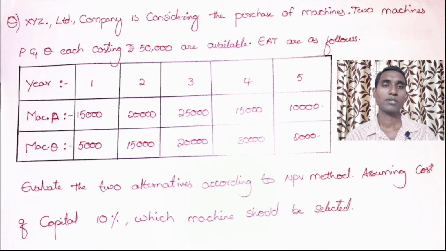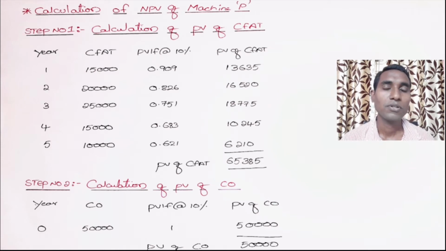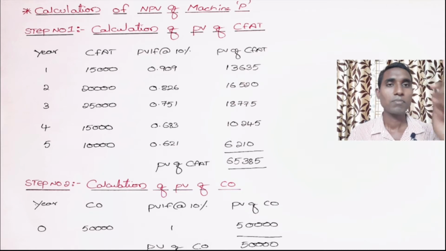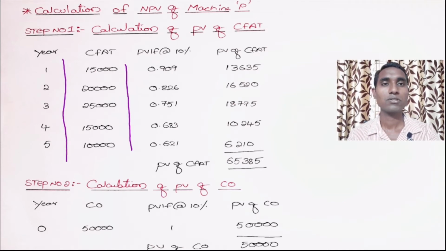Now let us see the computation procedure. As we know, there are two machines. Let us see the calculation of NPV of machine P. So NPV computation will take place in three steps. Step number 1 will be calculation of present value of CFAT. For present value of CFAT, you need to look into the A3 table. The number of years is 5 years. So I took the CFATs. Cash inflows are already given in the question: 15,000, 20,000, 25,000, 15,000, 10,000.